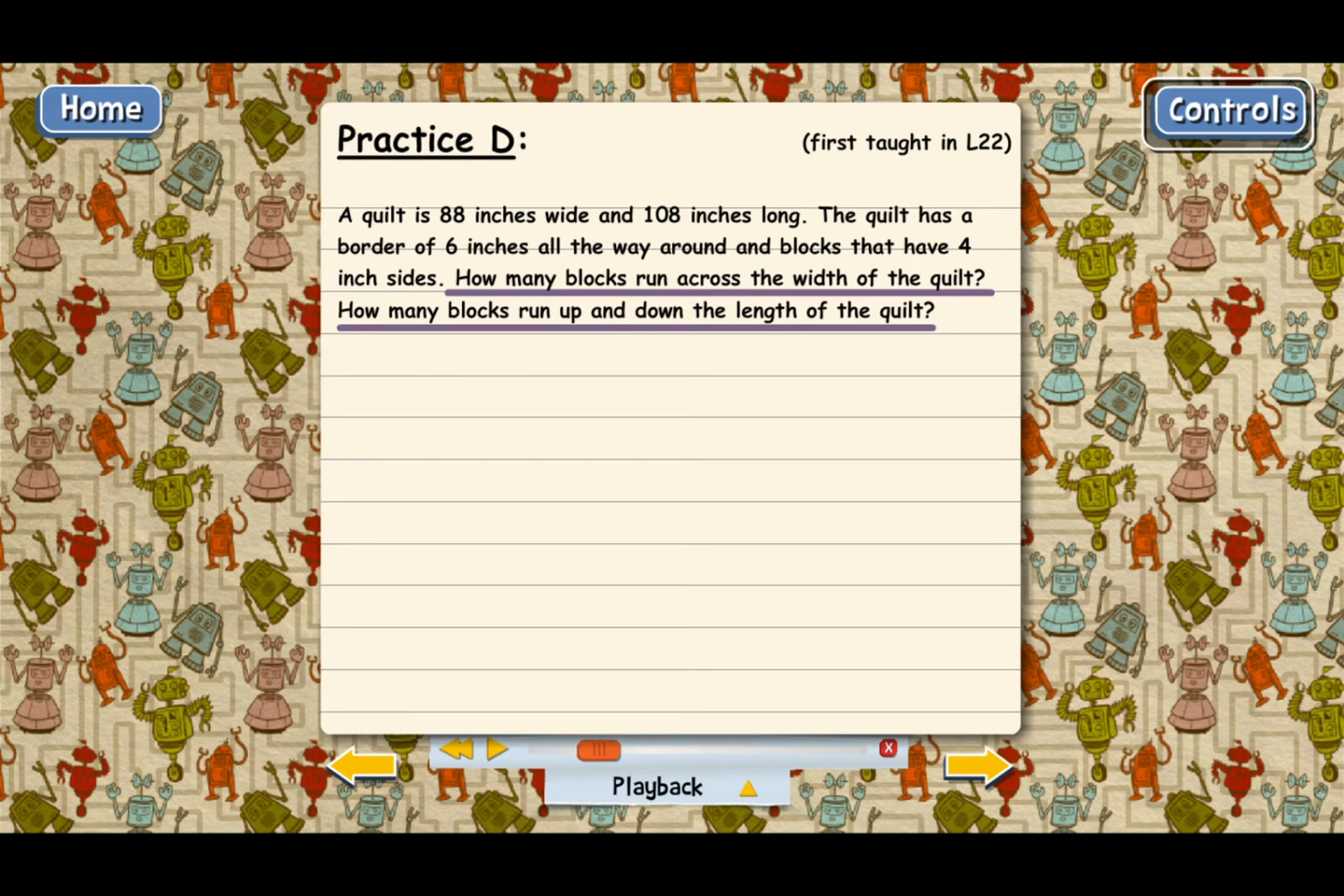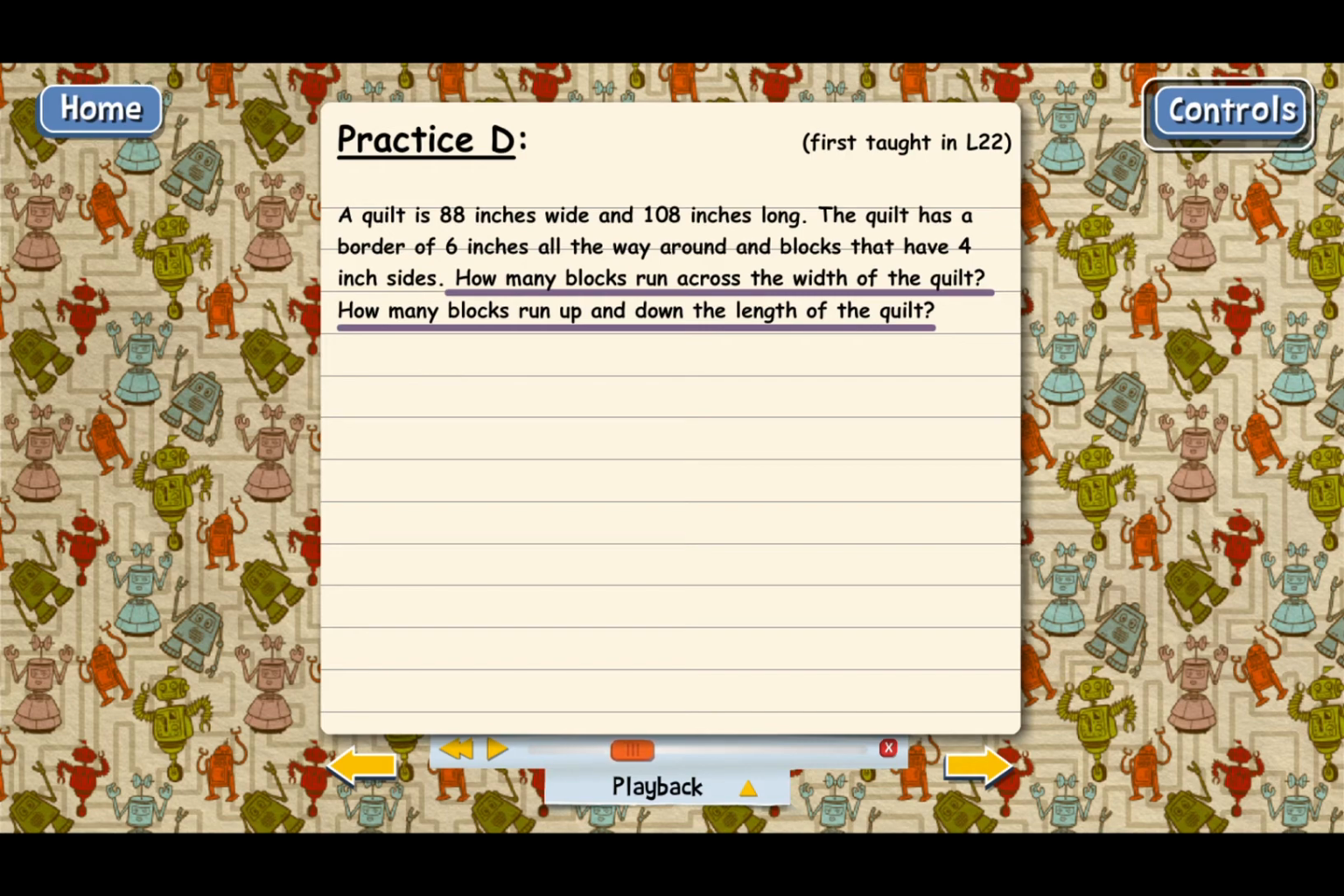If you look at this picture, you see that the blocks don't run all the way across the width of the quilt, and they don't run all the way up and down the length of the quilt because of that border. And it's a 6-inch border all the way around, which means there's 6 inches on the top and 6 inches on the bottom and 6 inches on either side that don't have any blocks.